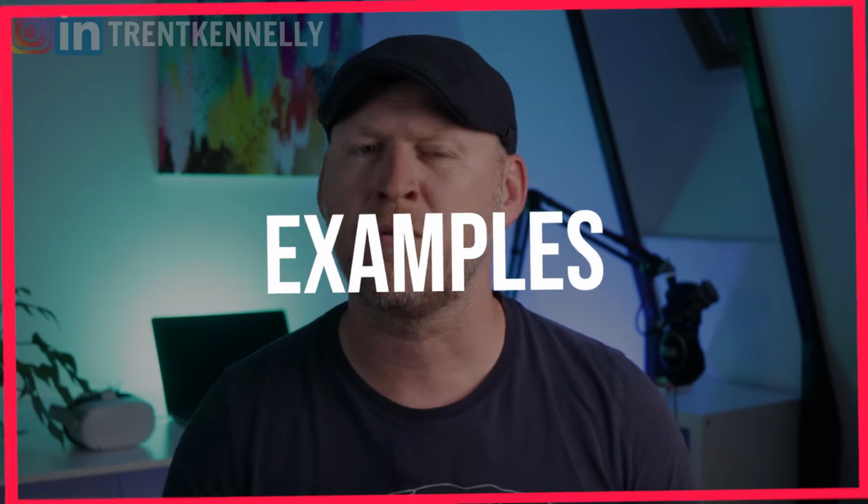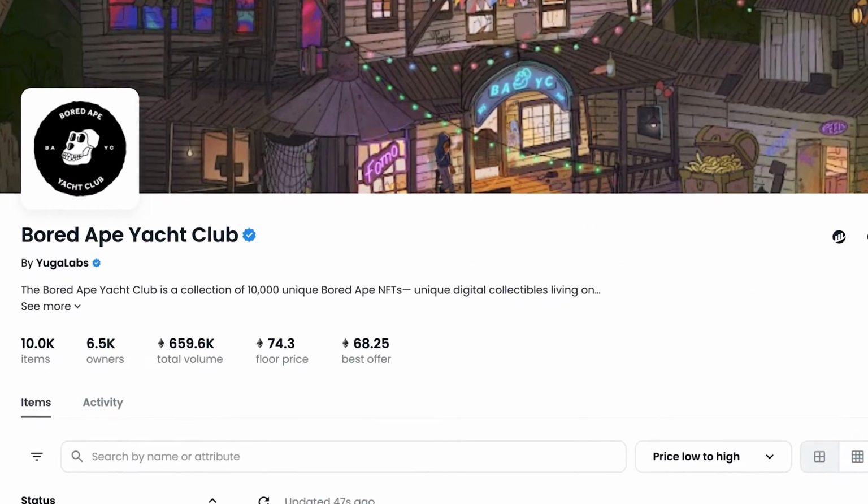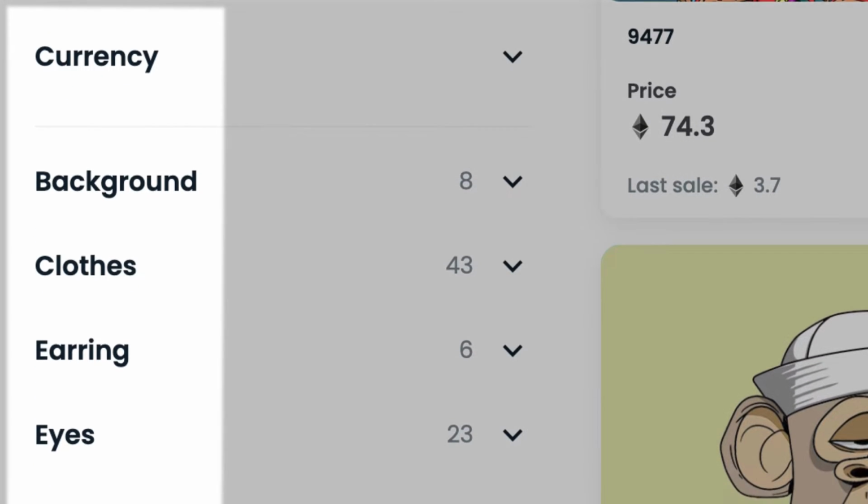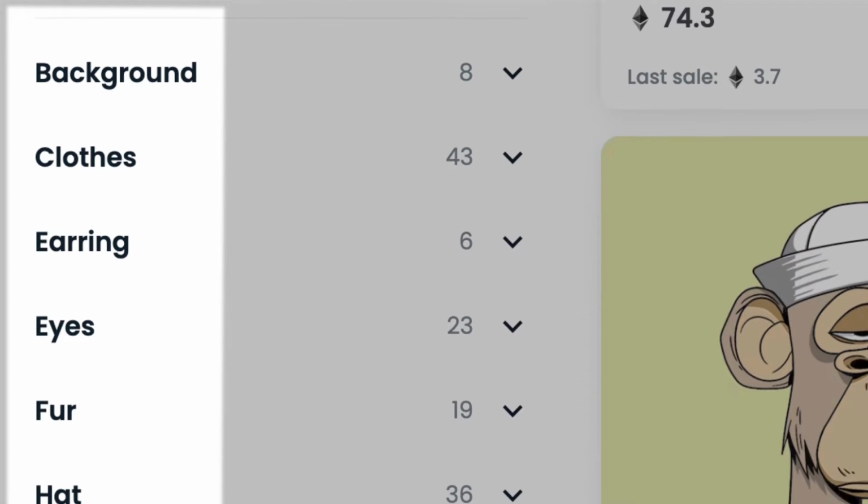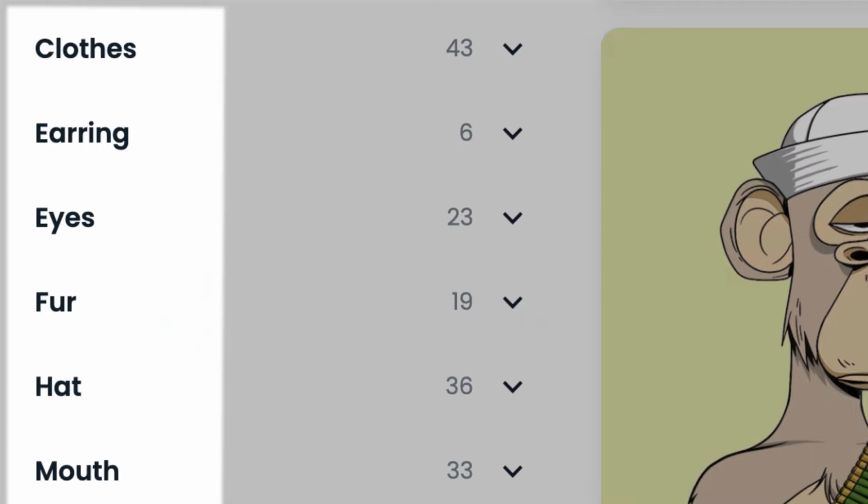So now that we've got that, let's run through a few different NFTs that did traits really, really well. The first one I wanna talk about is the Bored Ape Yacht Club. So this is one of those NFT collections that really helped NFTs explode onto the market. And they have really strong numbers of traits. So they have 7 different traits: background, clothing, earring, eyes, fur, hat, mouth. But inside each of those different trait categories is up to 43 different possibilities.